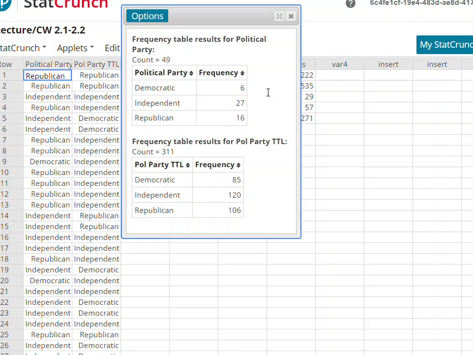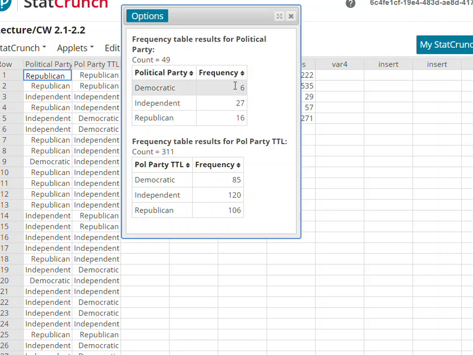It's going to be difficult for me to compare the two tables to each other, or the two categories to each other, unless I change them into some sort of percentage. The reason for that is because the first table represents only 49 people. The second table represents 311 total people.